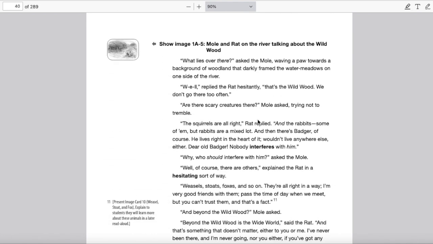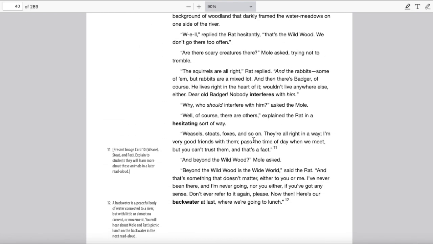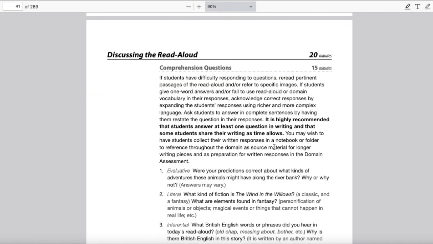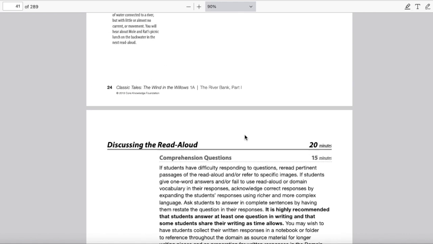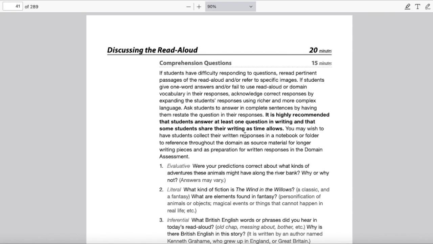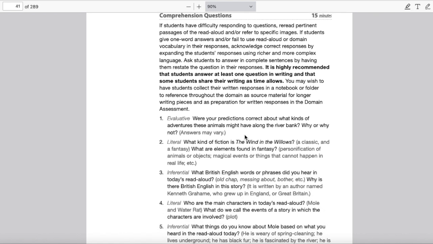So you're reading the story, you're showing the images, you're asking the questions as they're presented, clarifying any information in the book that they might not understand, or words or vocabulary. Then when you're done with that section of the story, you're going to have some comprehension questions. There are different types of questions here.